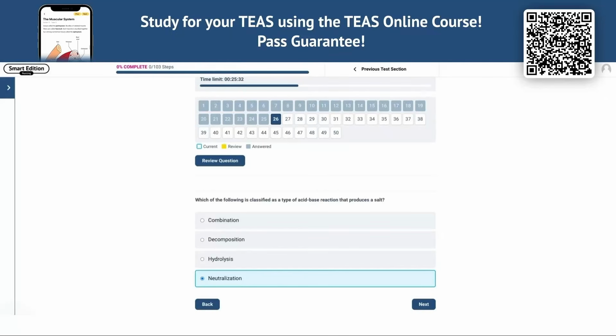So let's touch upon why the other options are not correct. So a combination reaction involves 2 or more substances combining to form a single product, but it doesn't specifically produce a salt from an acid and a base. A decomposition reaction involves a single compound breaking down into 2 or more simpler substances. This is not an acid-base reaction, and it does not produce a salt.